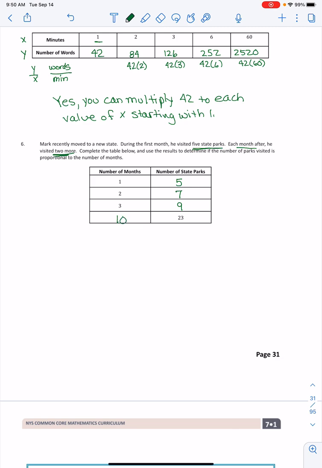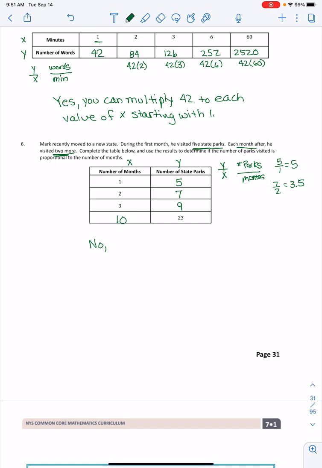So now to find out if it's proportional or not, we have x here and we have y. So we have y over x, and we have the number of parks over months. So we have 5 over 1, which is 5. And we have 7 over 2. Well, that equals 3.5. Well, I can stop right there because the answer is going to be no.